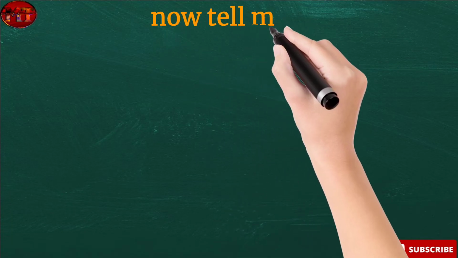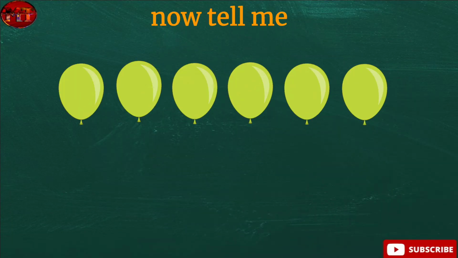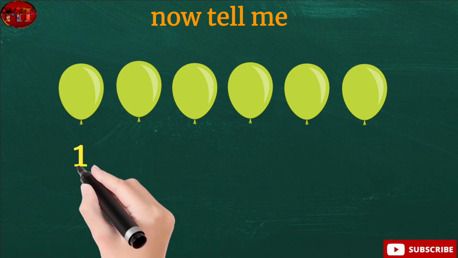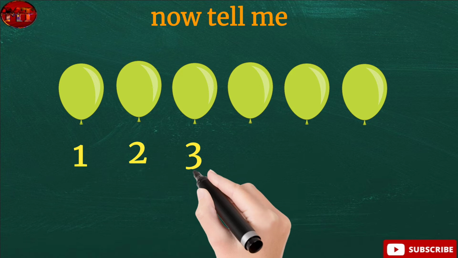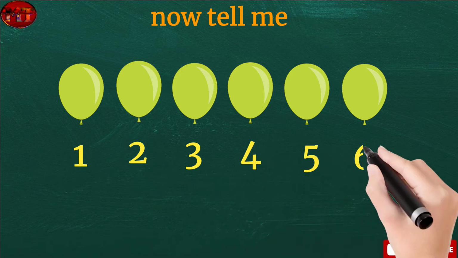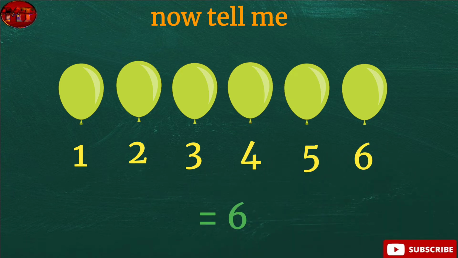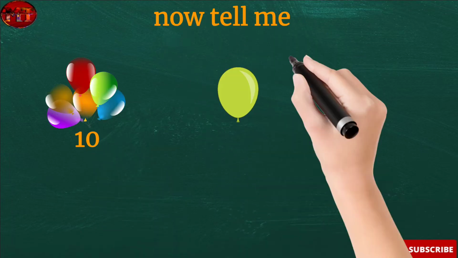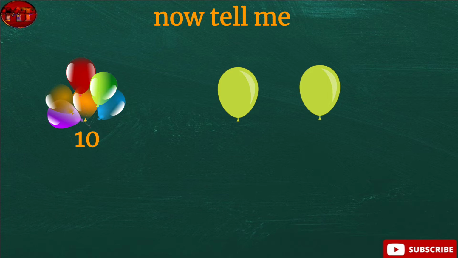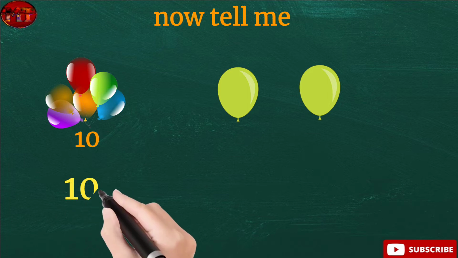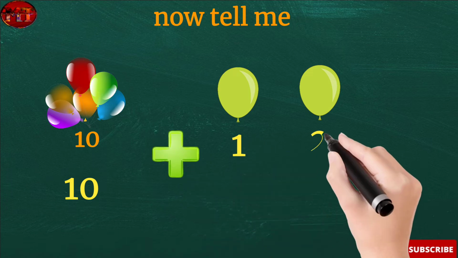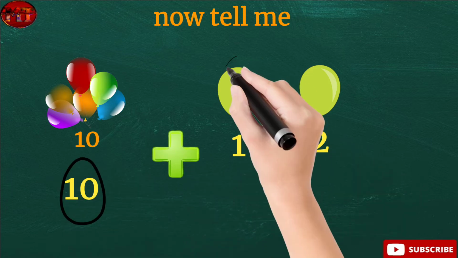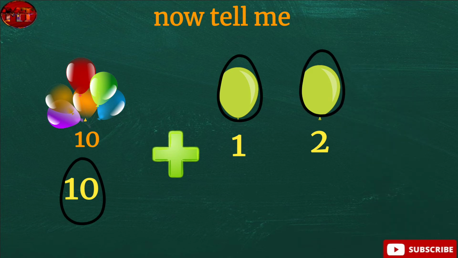Now, tell me. One, two, three, four, five, six. Six. Now, tell me. Ten plus one, two. So, 10, 11, 12. 12.